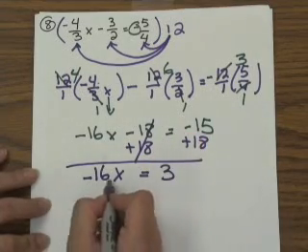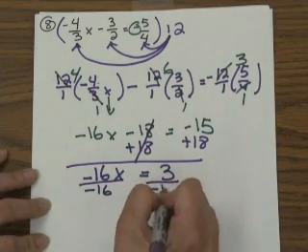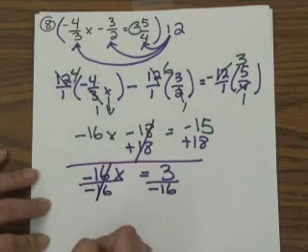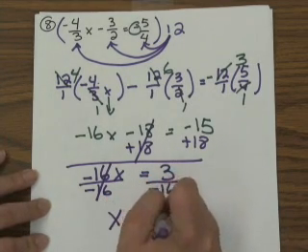Again, to get x by itself, you need to divide by negative 16. Divide by negative 16, both sides. Negative 16 divided by negative 16 leaves me with a positive x equals 3 over negative 16. Simplified.